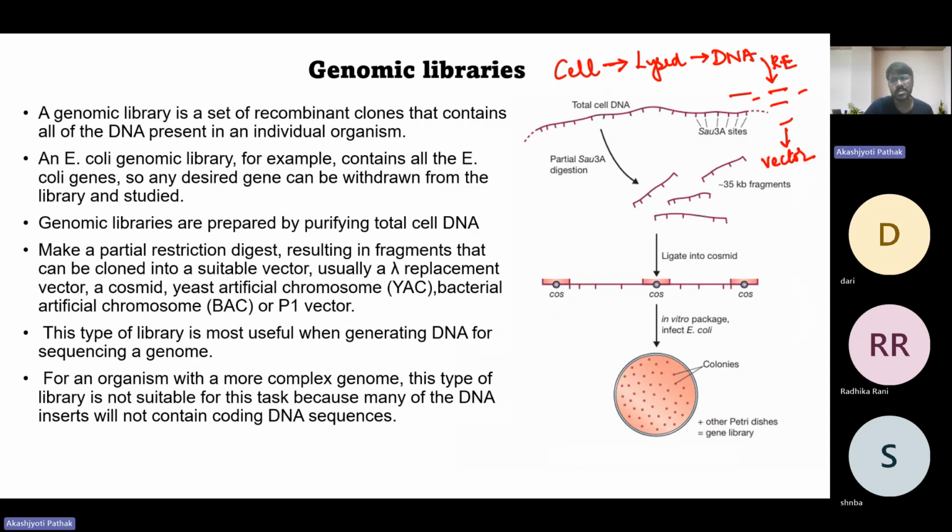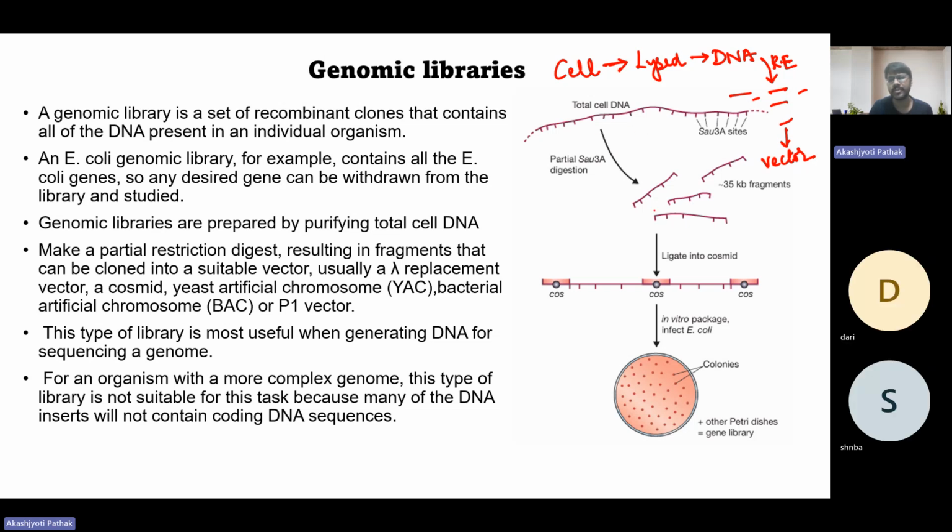So now, how is a genomic library prepared? Same thing. You isolate the DNA, the whole genome or the DNA from the cell, and then you treat it with restriction enzymes that will give you several different fragments, and then you ligate it into a vector and transform this recombinant plasmid into a host. So a genomic library is a set of recombinant clones that contains all of the DNA present in an individual organism. Because it is a genomic library, it will have all the DNA. The entire DNA of the organism will be present in these recombinant vectors.